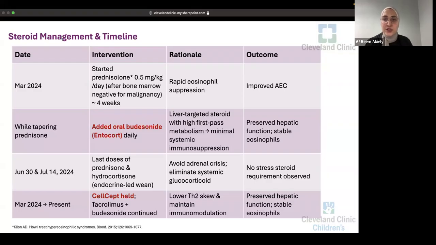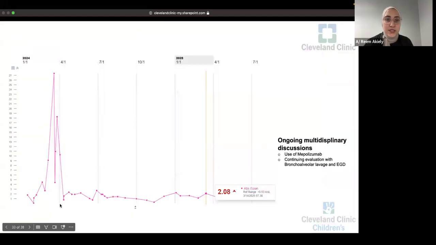This has resulted in preserved hepatic function and stable eosinophils, and by June 30th, the patient was off prednisolone, and by July 14th of the same year, he was off hydrocortisone, and the endocrine team has led the way to make sure that it's safe and slow. He did not require stress dosing, and if we see the trends in his eosinophils in the following few months, it has maintained the levels between 1 to 2,000.